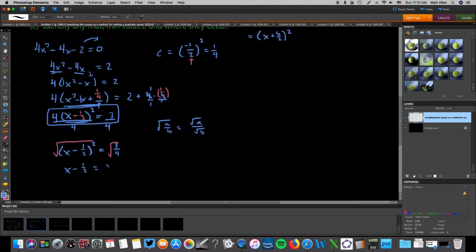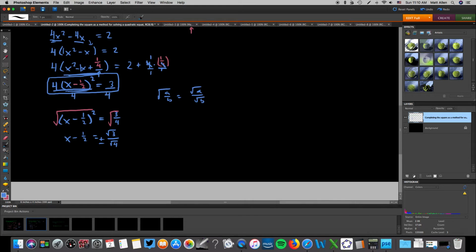So on the right hand side here, I'm going to write this as the square root of 3 over the square root of 4, and I'm going to go ahead and highlight this now. We're taking square roots, so I'm going to write plus or minus. I now can add this 1/2 to the right hand side, and we're going to put that in front of the plus or minus, but I get 1/2 plus or minus the square root of 3 over 2.